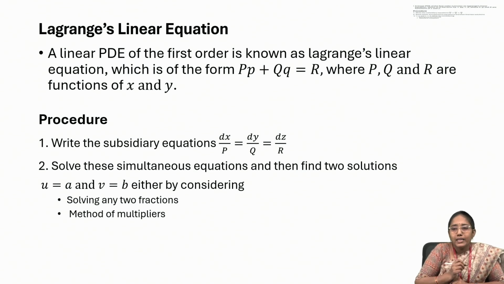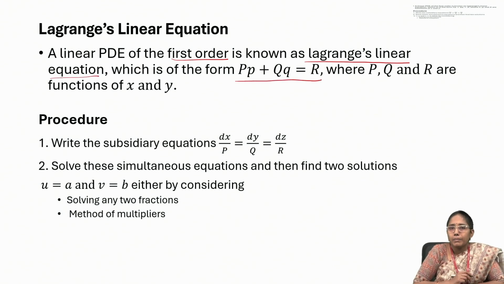So here, a linear partial differential equation of first order, particularly a linear differential equation. Linear means each variable is of degree 1 and the partial derivatives are of first order. Then it is known as Lagrange's linear equation, which is particularly of the form Pp + Qq = R, where P, Q and R are functions of the independent variables, that is x and y. So how to solve this?